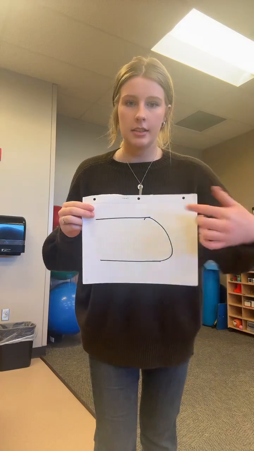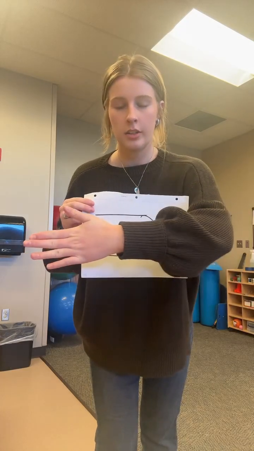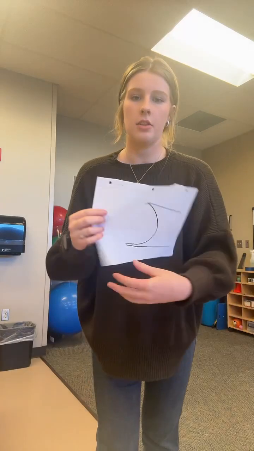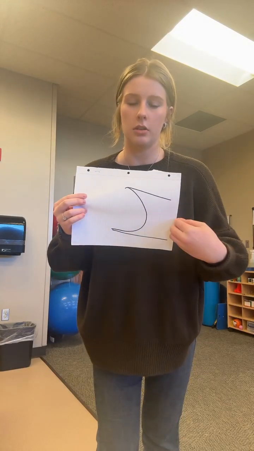Next, we're going to talk about concave and convex. They are the direction of arthrokinematic movement of the joint surfaces. This is an example of convex. You're going outward from the joint surface, and then concave, you're going more inward toward the joint surface.